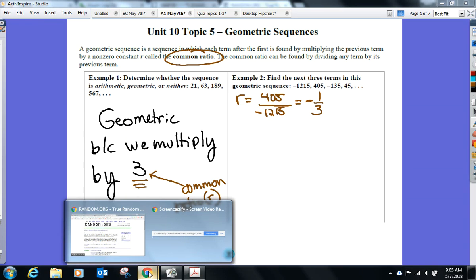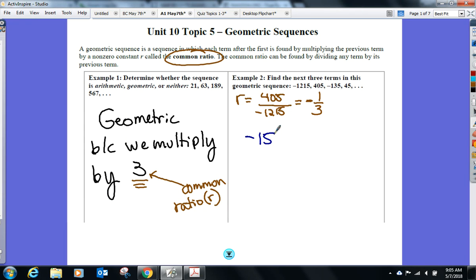Multiplying, right? Negative 15. Keep going here. Times negative 1/3. 5, one more, and then leave this one as a fraction. Negative 5/3. Good. Questions? Whether it's geometric or not.